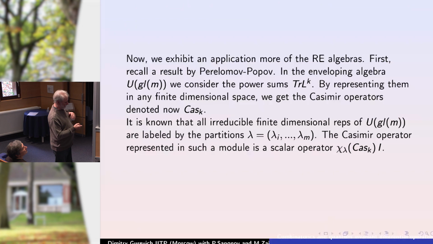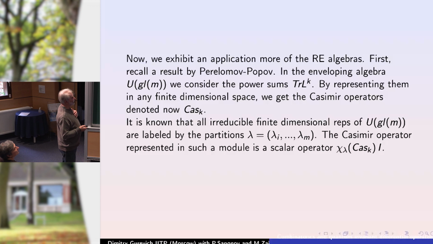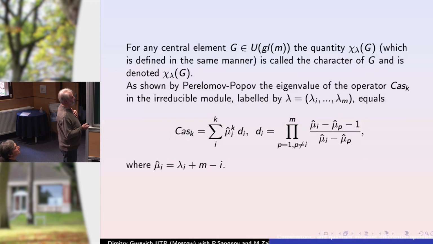So now I would like to mention a paper by Perelomov-Popov, a classical paper, which computed the value of the Casimir operator in a reducible representation. Reducible representations of the enveloping algebra are labeled by partitions. And if we consider the central element, its image is a scalar of the following type. And finally, I present the result by Perelomov-Popov as follows, in two steps.